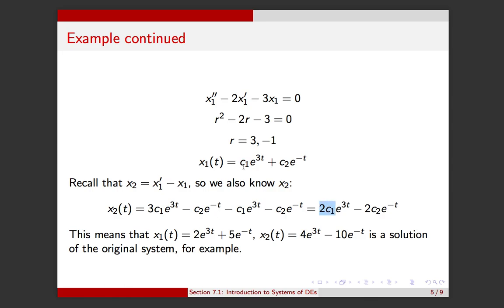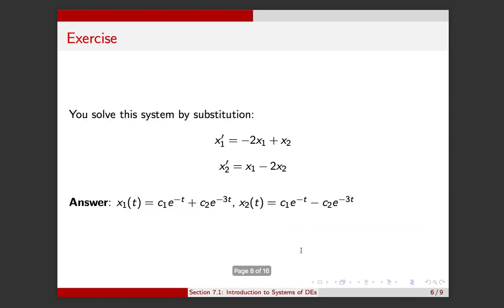So for example, what if c1 is 2 and c2 is 5? Then here's a concrete function, this x1. That x1 is part of a solution, and as long as you double the c1 here, so you get a 4, and minus the double there to get a minus 10, you get a solution to the original system. At this point, you should pause the video and see if you can mimic that process with this system, and then here's the answer. Pause the video and see if you can do what I just did.